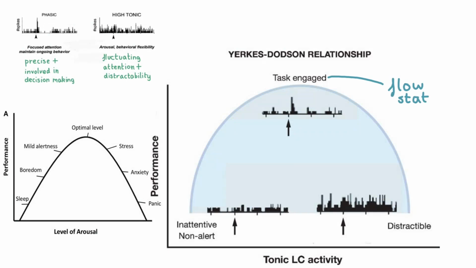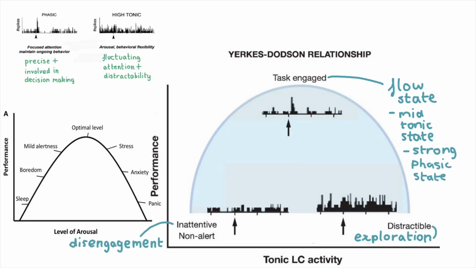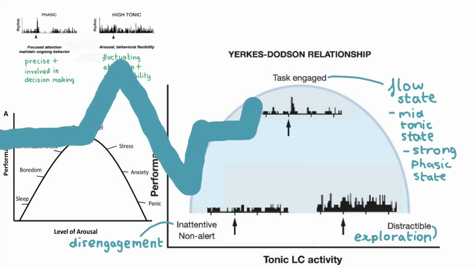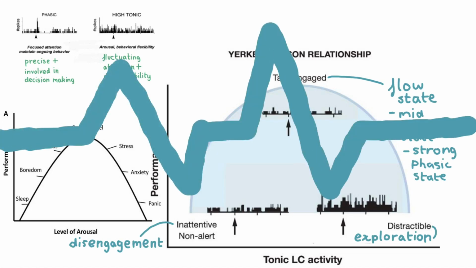During flow, there is intermediate tonic activity, which causes strong phasic activity. Hence, the modulation of norepinephrine release affects the cortical circuits for task performance and allows for sustained attention during flow.